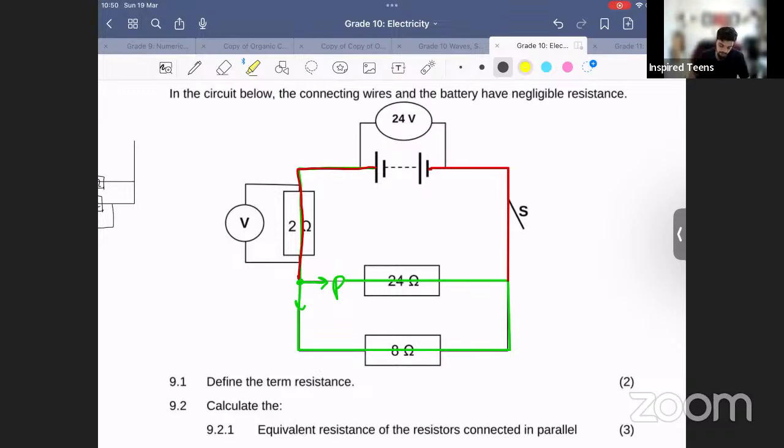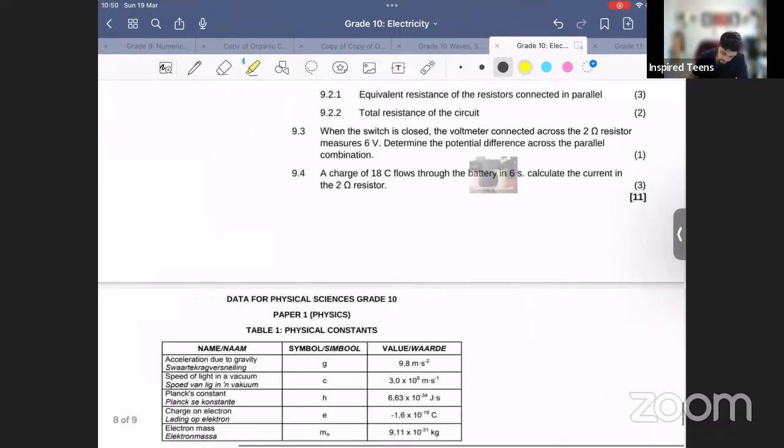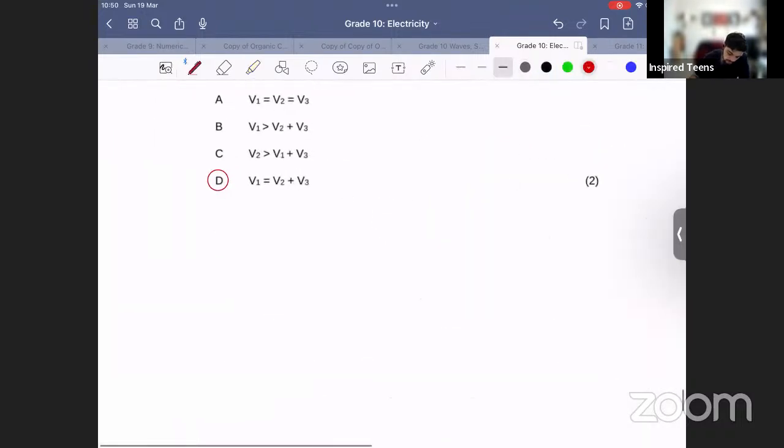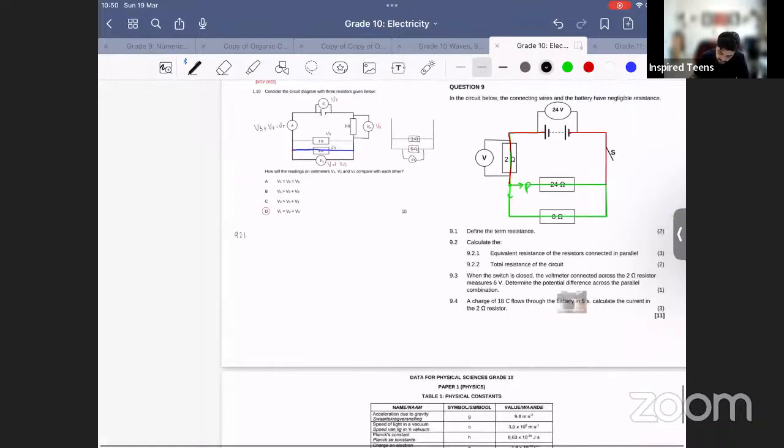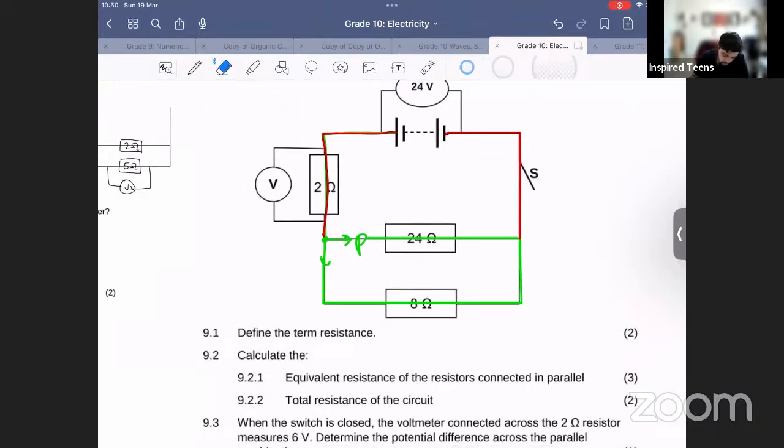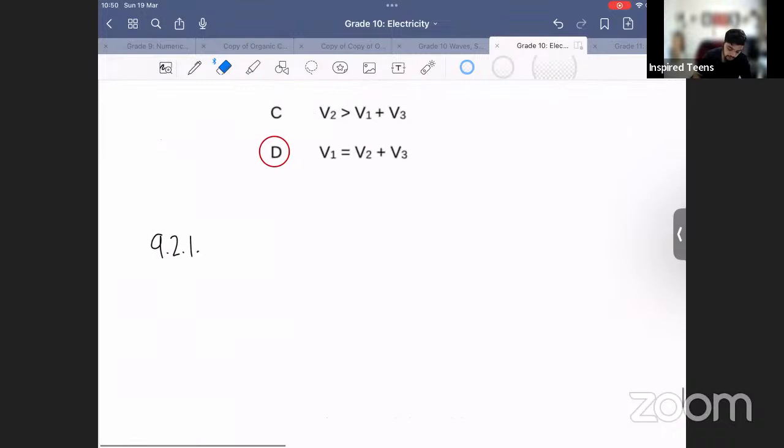Okay, so let me do it myself. Sorry if you're still busy. 9.2.1, right? Calculate the effective resistance of the parallel connections. Now, we can see that the resistors have resistance of 24 ohms and 8 ohms in parallel. 24 and 8. Now, remember, how do you calculate effective resistance in parallel?